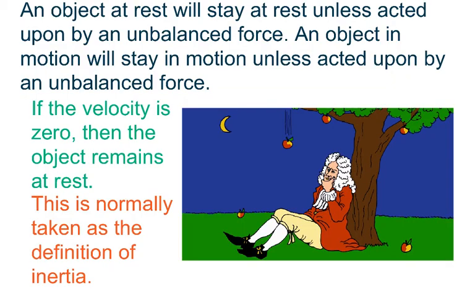Newton's first law states an object at rest will stay at rest unless acted upon by an unbalanced force. An object in motion will stay in motion unless acted upon by an unbalanced force. That means if the velocity is 0, then the object remains at rest. This is normally taken as the definition of inertia. We remember, inertia is a property of matter. What does that mean? Well, that takes us to Newton's second law.